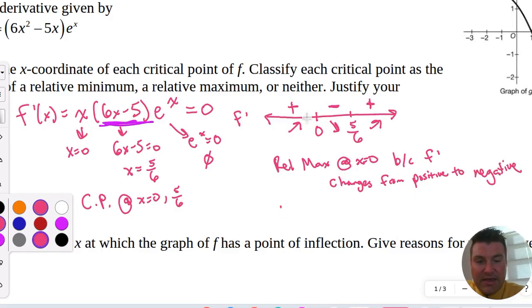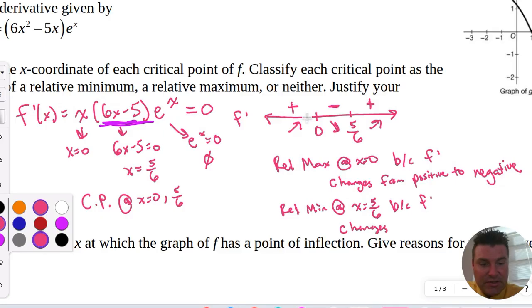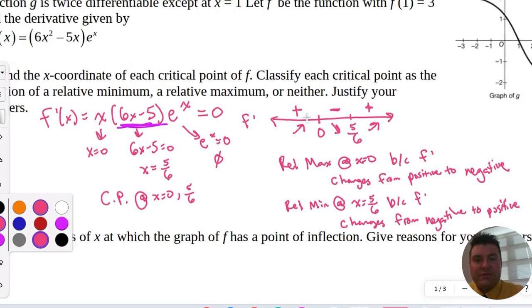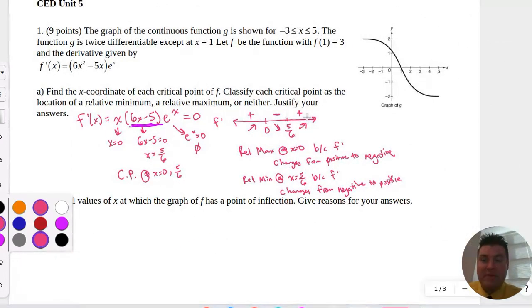And then I'm going to have a relative min. And I only care about the x values, which is nice. I don't need to plug anything in. Relative min at x equals 5/6 because f prime changes from negative to positive. All right, hopefully you found that pretty easy to do. So let's go ahead and move on to the next problem.